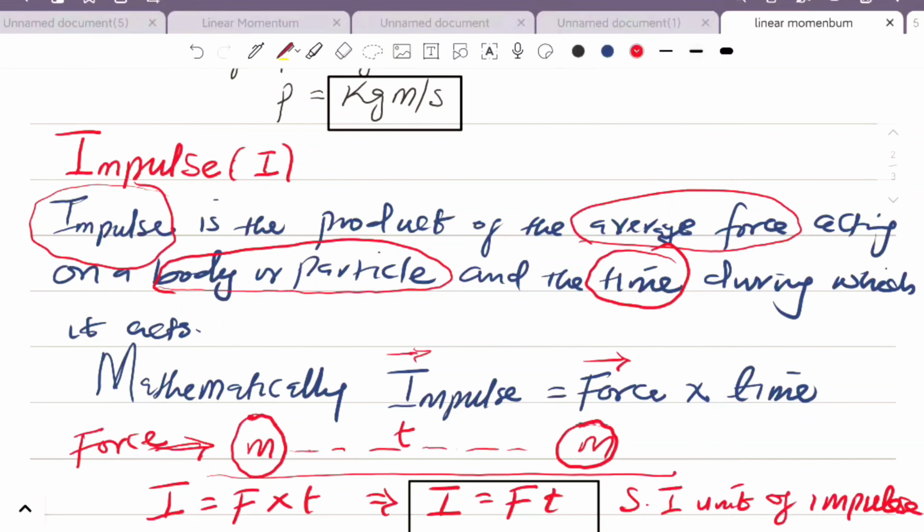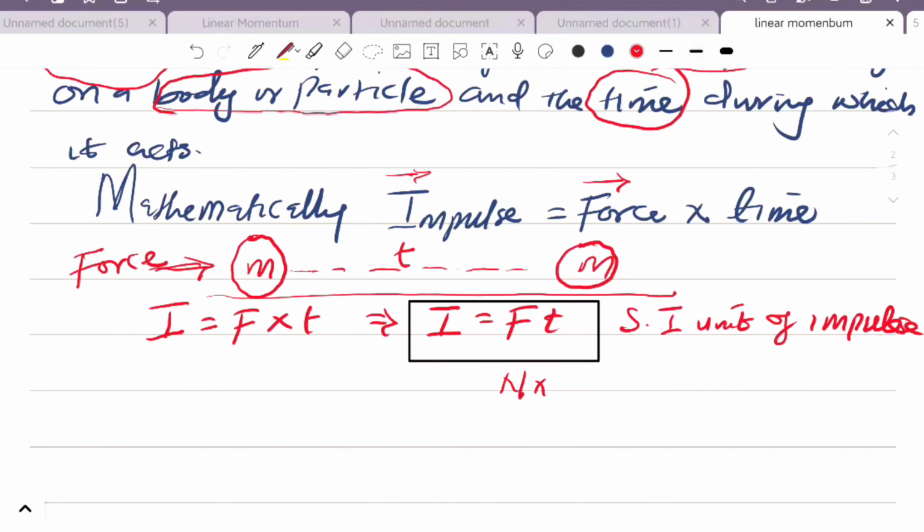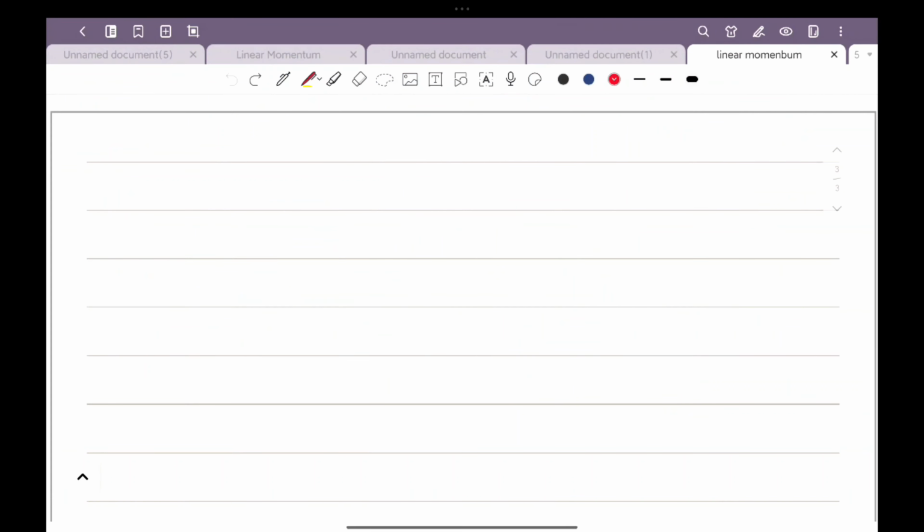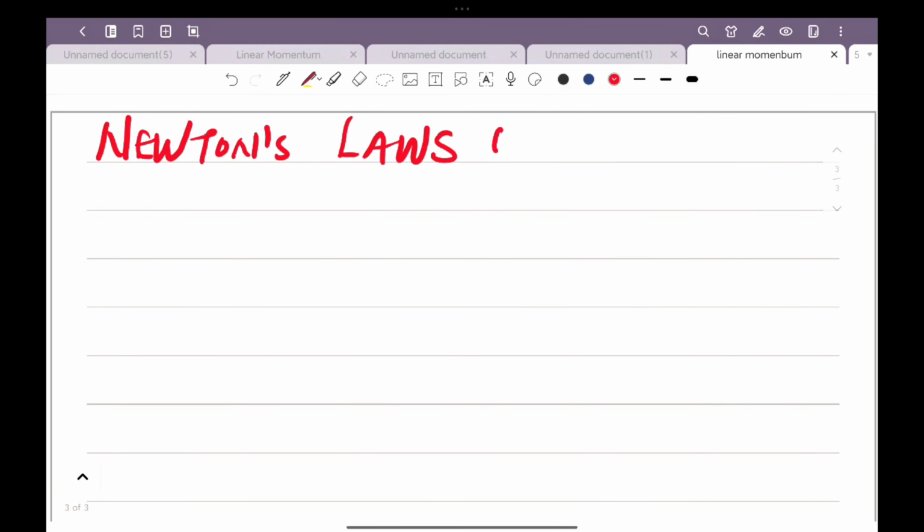So what is the SI unit of impulse? From this, force is given in Newton and time is given in second, so you have Newton second as your SI unit. I hope this was very clear to you. Okay, let's proceed further. We are going to combine impulse and momentum later as we proceed into Newton's laws of motion. Are we together? Newton's laws of motion: the first, the second, and the third. All right? Are we ready?